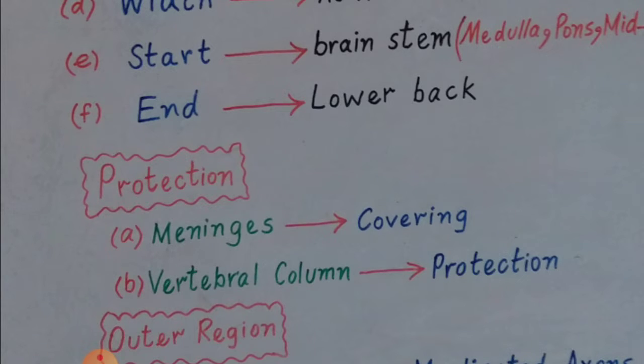Protection. The spinal cord gets its protection from meninges. Meninges are the covering layers of membranes which protect the spinal cord. These also provide nourishment and oxygen to the spinal cord. These meninges also provide some ions to the spinal cord, because these meninges contain blood capillaries which provide nourishment, oxygen and ions to the spinal cord. Vertebral column also provides protection to the spinal cord.